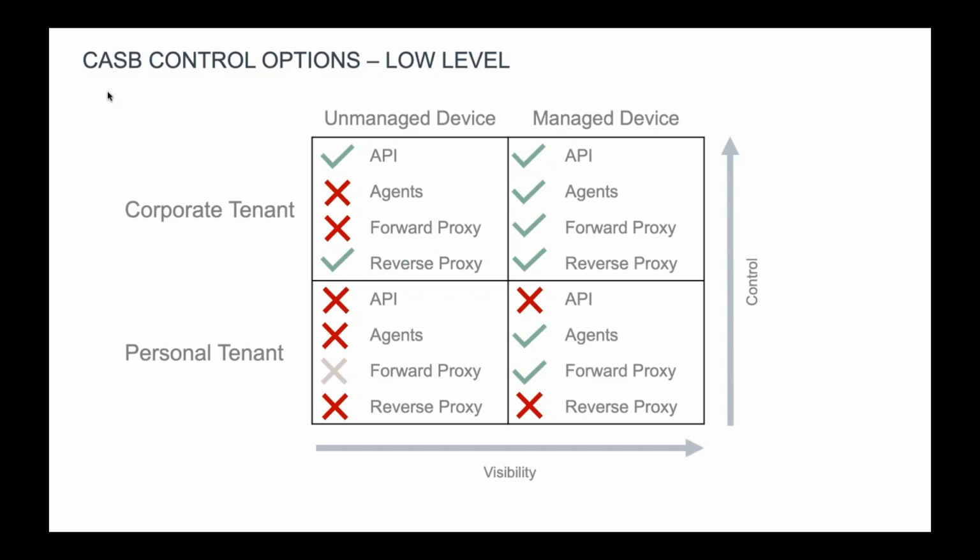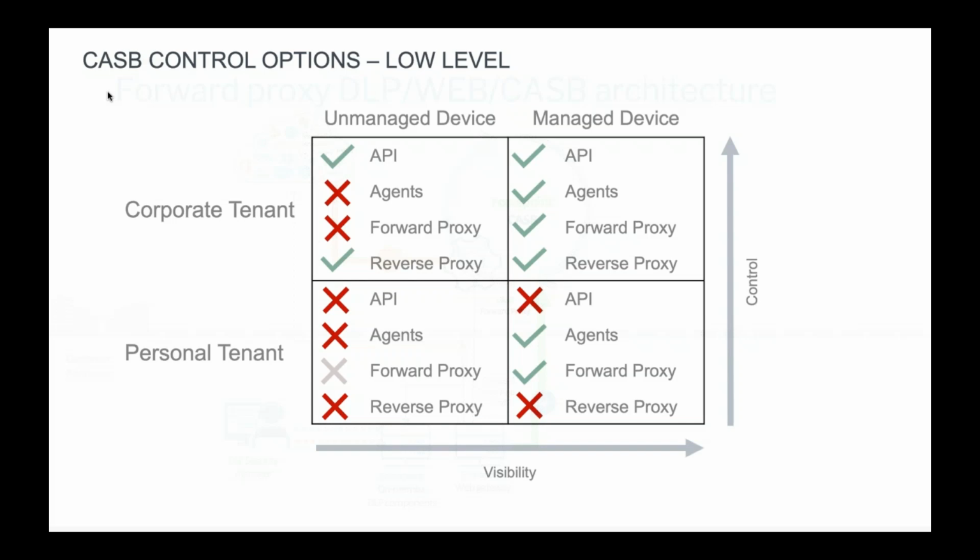And likewise, if you have a personal tenant of Office 365, maybe personal OneDrive or personal email, and people are trying to connect to that from their company device, really forwarding the traffic and controlling traffic in real time is the best control.